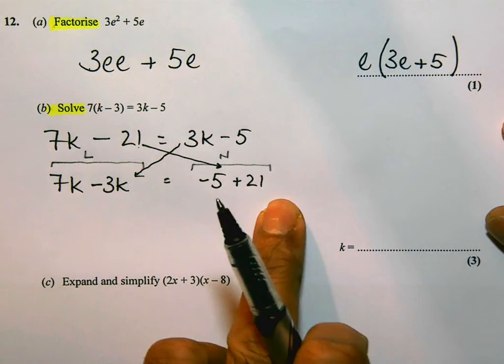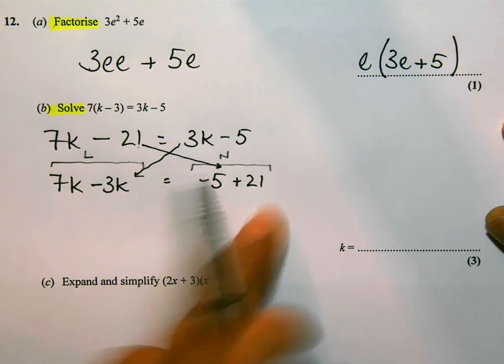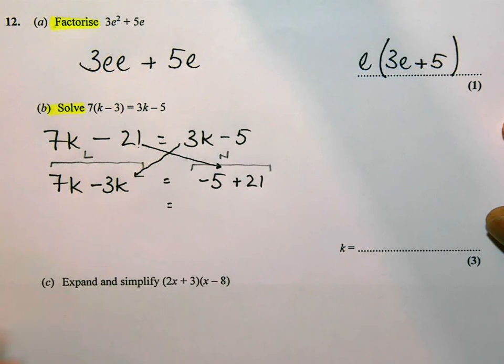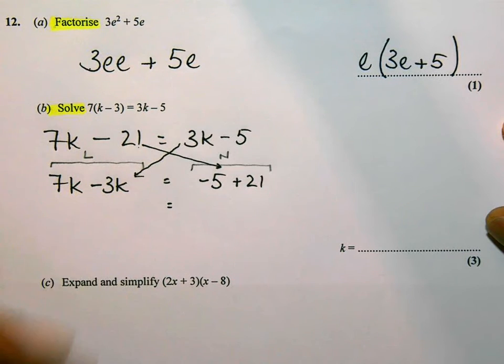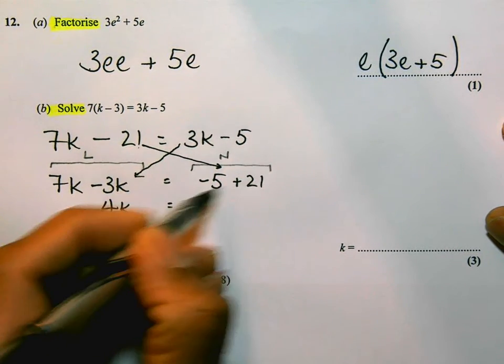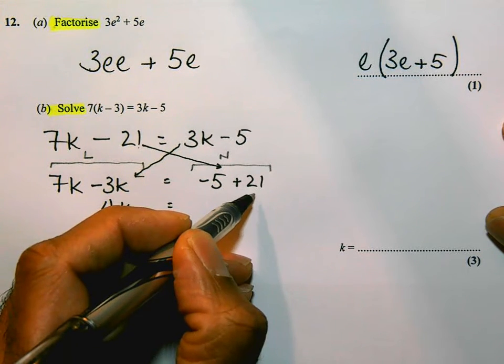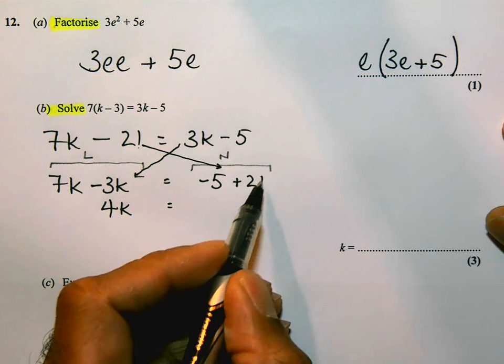So minus 5 plus 21, I need to work that out in a bit. 7k, take away 3k is 4k. Minus 5 plus 21, that's going to be positive 16. Or we could actually do it the other way around. 21, take away 5, that's still 16.